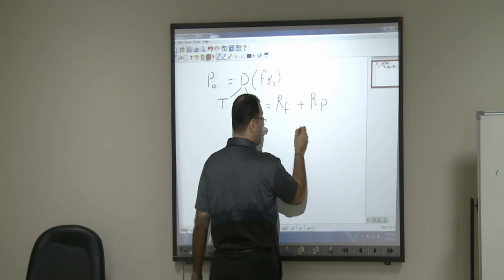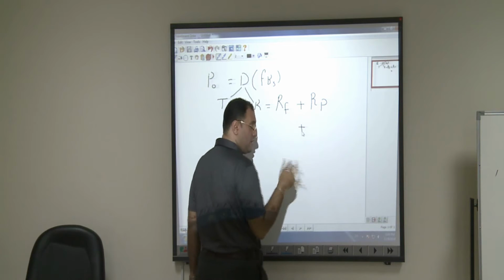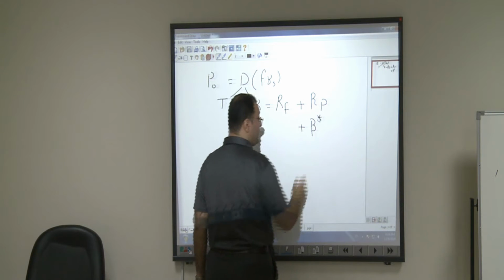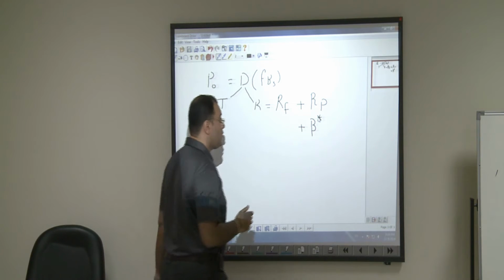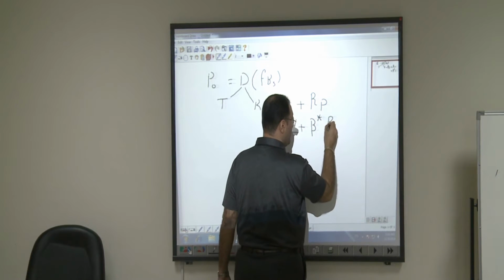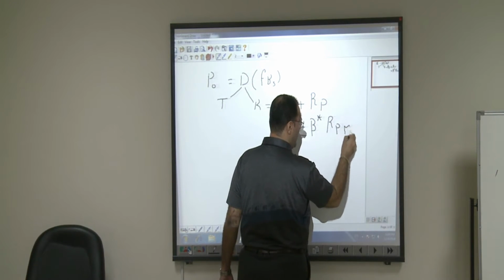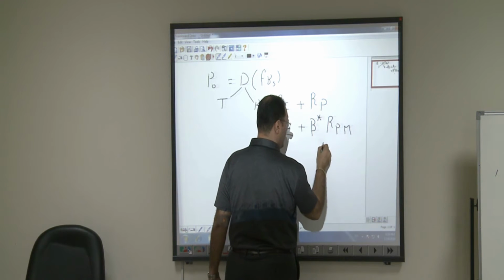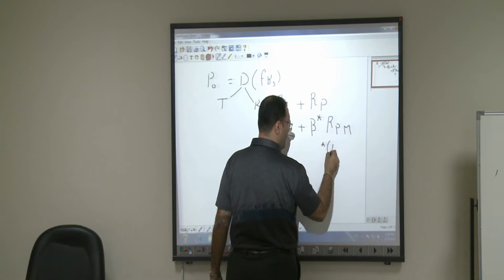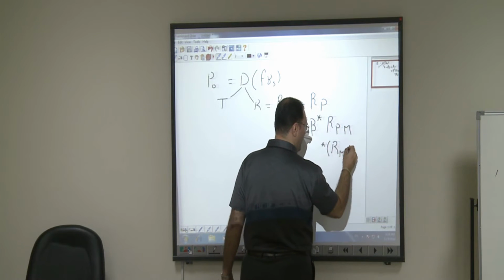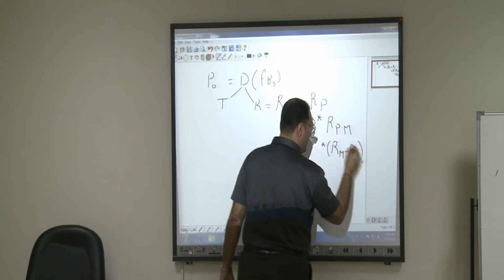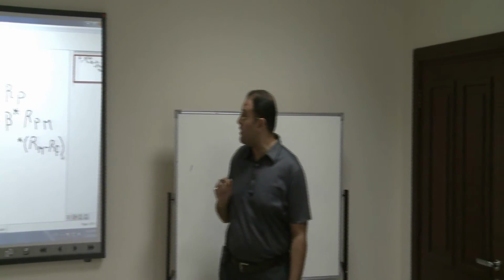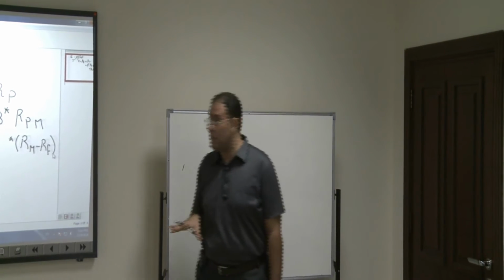And how much is the risk premium? This is the quantity of risk, which is beta, times the market price of risk, which is RPM. Again, how much is RPM? It's RM minus RF, right? And this much we refer to as the market risk premium. You got it?